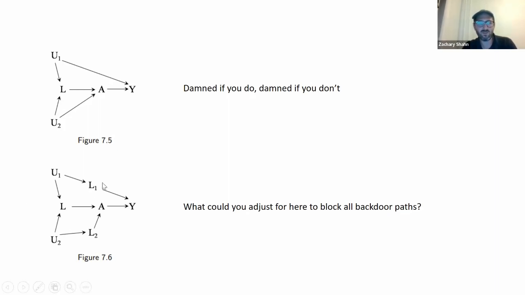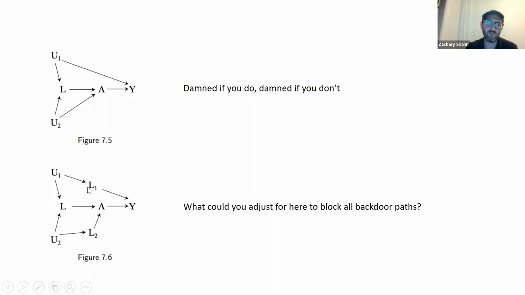And so it suffices to adjust for L1, basically put it in your regression and do standardization, and you'll get an unbiased estimate of the effect of A on Y. So then you can do standardization, which is taking the average of the effects of A on Y over all the values of L1, that weighted average.